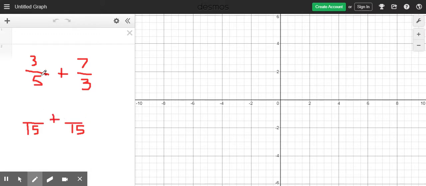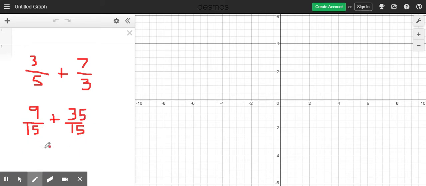Now, to get to 15ths from fifths, we take 5 times 3 to get to 15. So we would need to take 3 times 3 to get 9. And here 3 times 5 is 15, so 7 times 5 would be 35. So everybody should please type into the chat box your answer.